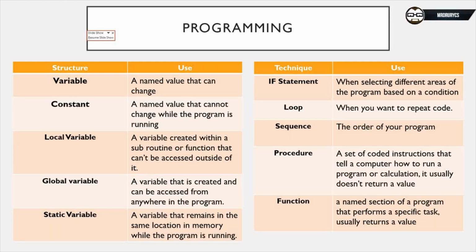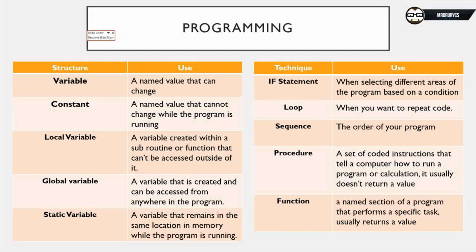A local variable is a variable created within a subroutine or function that can't be accessed outside of it. A global variable is a variable that is created and can be accessed from anywhere in the program. A static variable, which is like your counter you use in your program in Greenfoot, remains in the same location in memory while the program is running. So if you create loads of counters, say 6 counters, they're all going to look at the same variable, which is good for us, because otherwise we'd have to have one counter made and then reference it, and it'd be really awkward to program in Greenfoot. So a static variable is one variable in the same location in memory that everybody references.